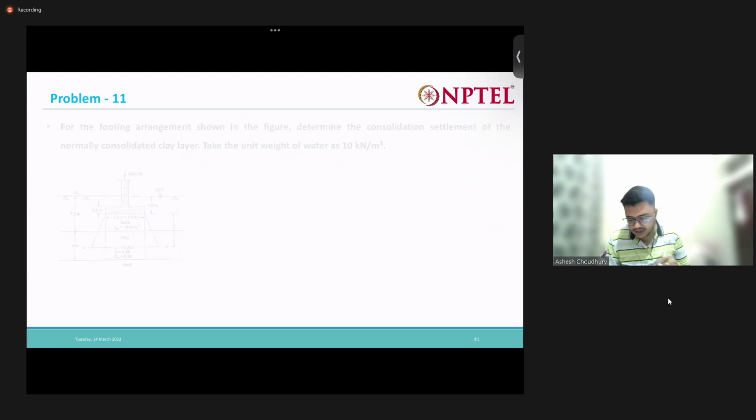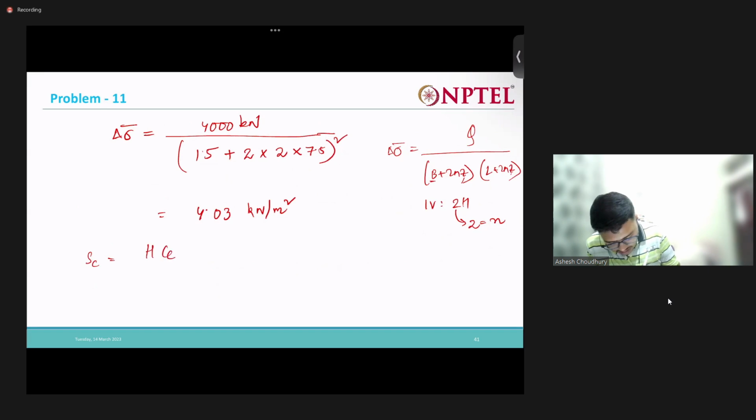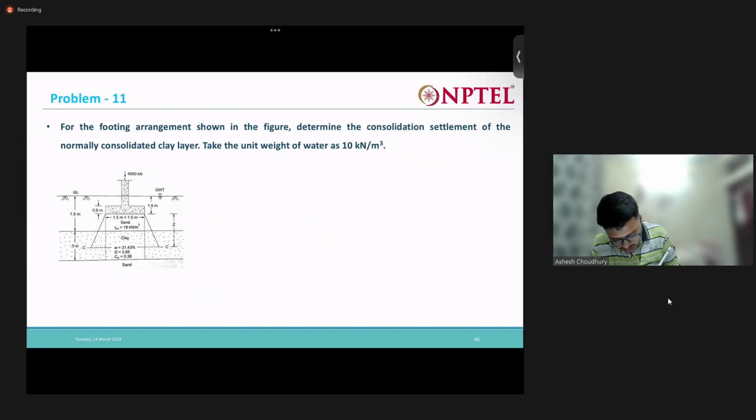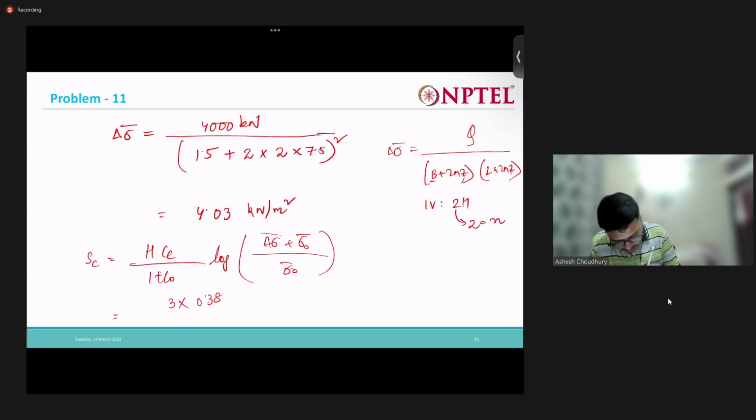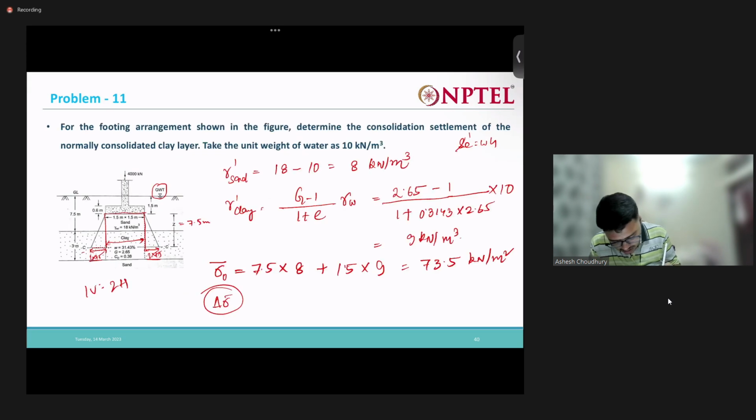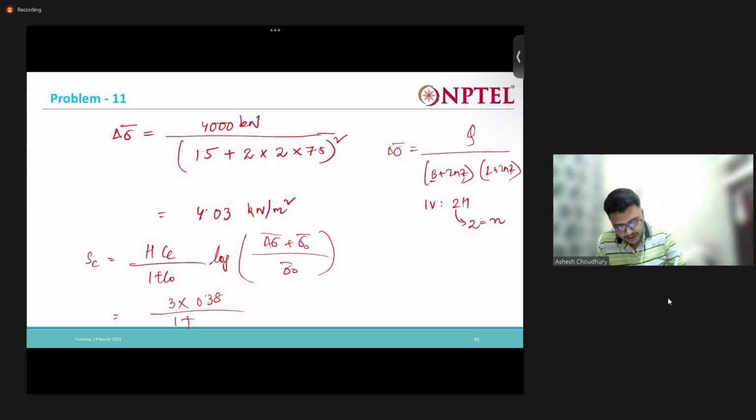Before finding the consolidation settlement, our Cc is given. Everything is given to us. So H into Cc. What is my H? H is 3 meters. Cc is given as 0.38. Is e naught given to me? No, e naught is not given, so I need to find e naught. We can find e naught by the same previous formula which we used.